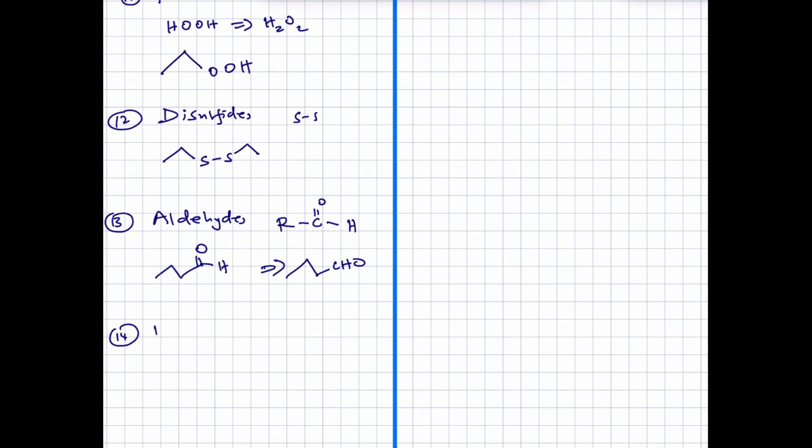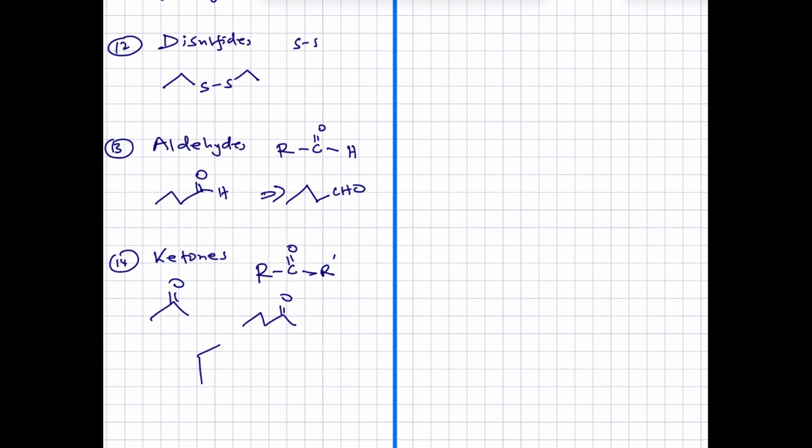Number 14, ketones. Ketones are related to aldehydes, but now you have an alkyl group on one side of the carbonyl and another alkyl group. It could be the same or different. I'll use R prime to show that it could be a different alkyl group. So an example of that will be that ketone, where you have two methyl groups on either side. You could also have other types of ketones. You could also have cyclic ketones.